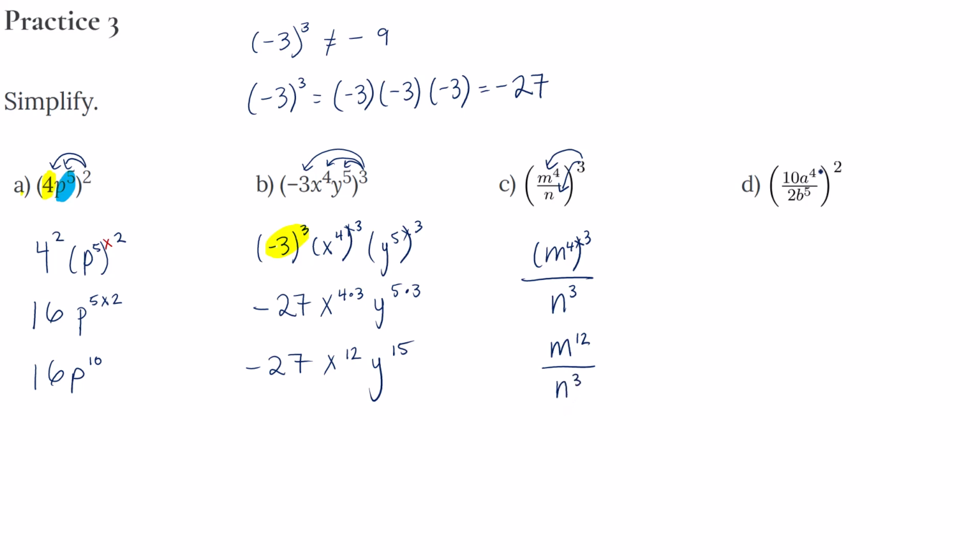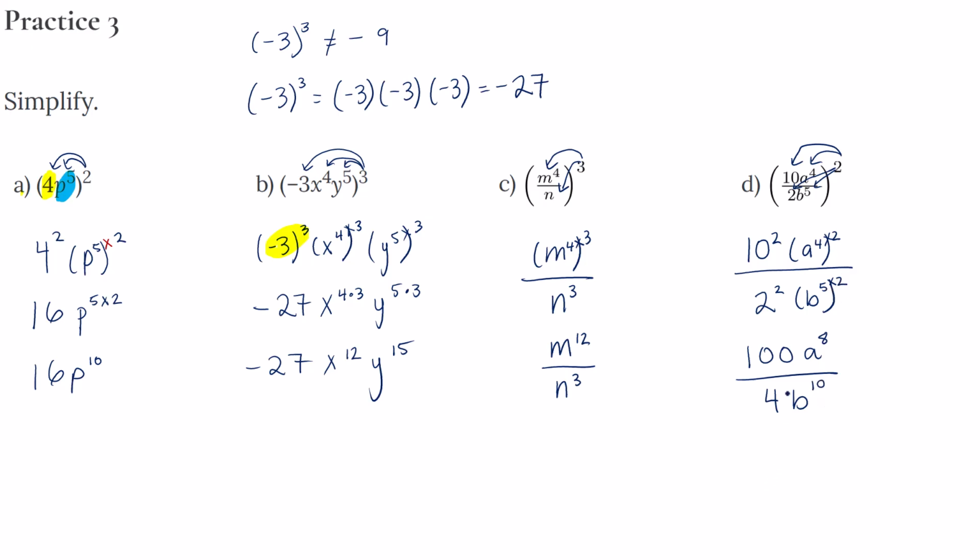So here we'll have to apply that 2 to actually 4 different things inside the bracket. 10 to the power of 2, a to the power of 4 to the power of 2, over, this 2 also has to be applied to everything on the bottom. So 2 to the power of 2 and b to the power of 5 to the power of 2. So putting this together, 10 to the power of 2 is like 10 times 10, so 100. a to the power of 4 to the power of 2, we multiply those. So a^8. 2 to the 2 is 4, and then multiply your 5 and your 2 to get 10.